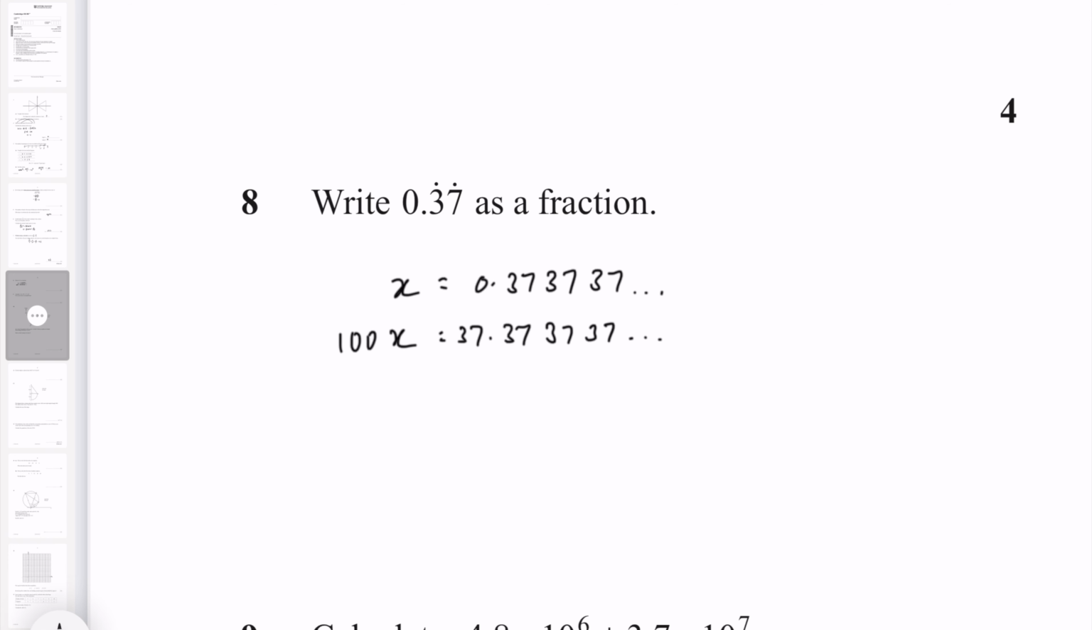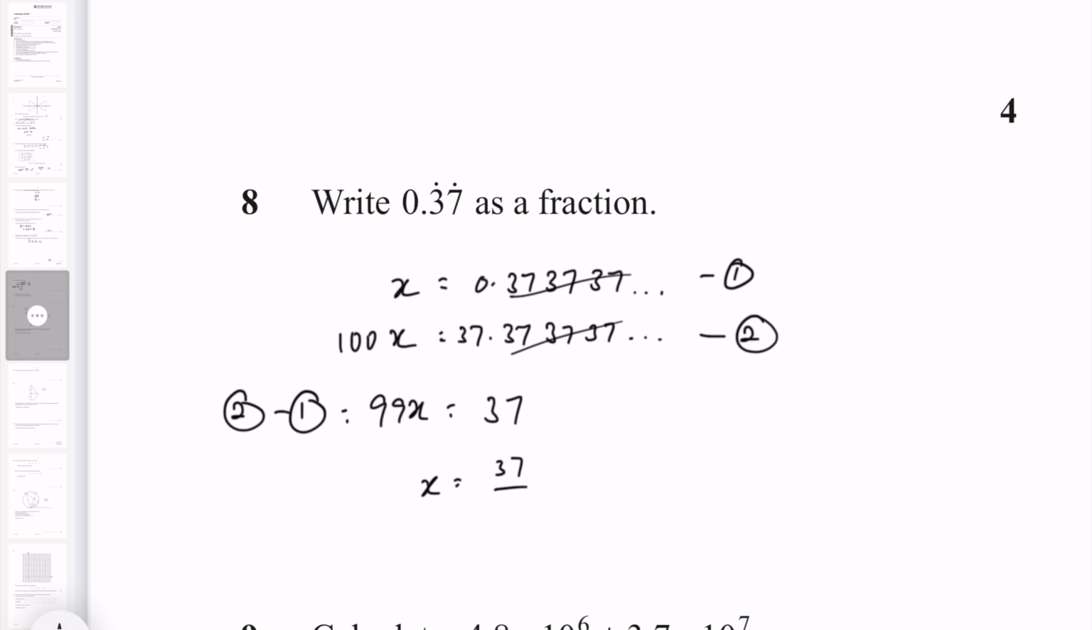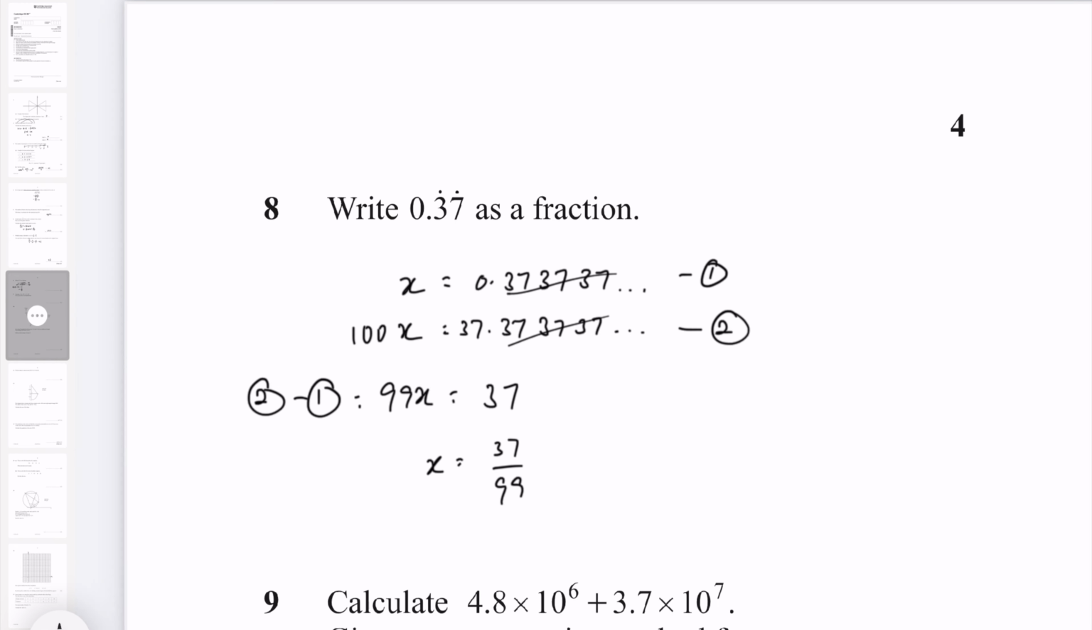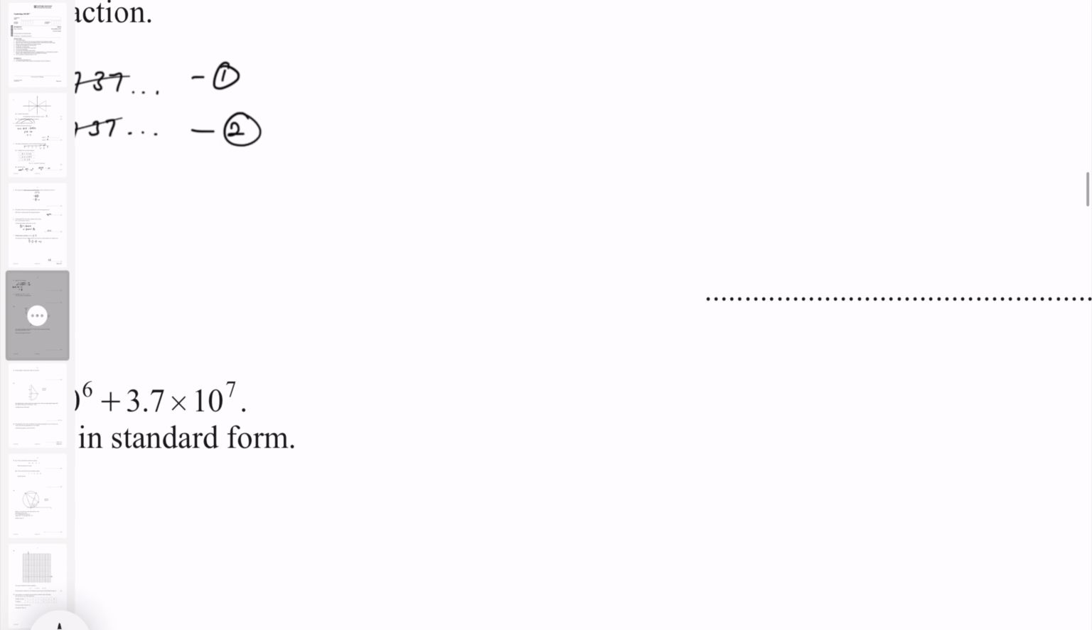You'll be left with 99x on the left side. And all these 3 sevens will cancel, so that's just 37. This is equation 1, this is equation 2. What you're doing is basically taking 2 minus 1. So x is equal to 37 over 99. And if you put that in your calculator, you will see that you get the recurring number back.